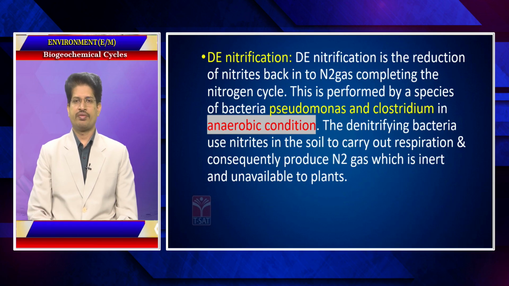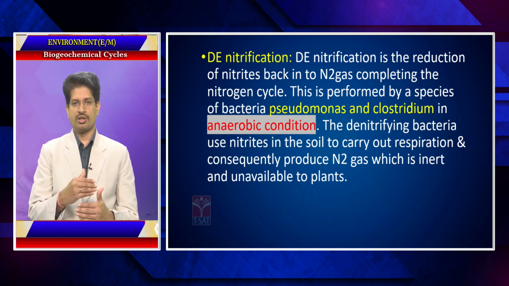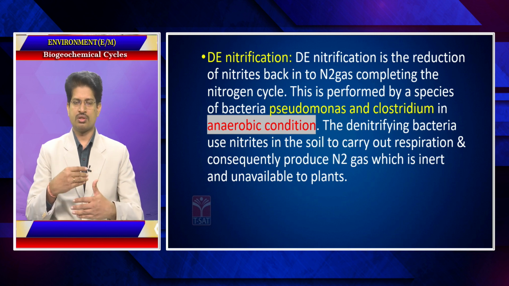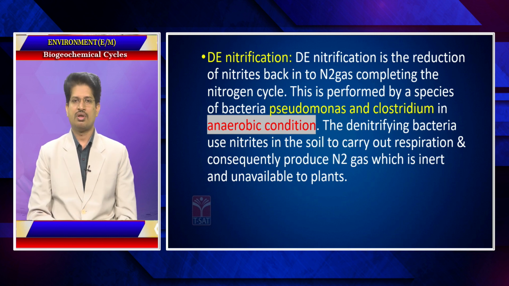Denitrification. Denitrification is the reduction of nitrates back into nitrogen gas, completing the nitrogen cycle. This is performed by species of bacteria known as Pseudomonas and Clostridium in anaerobic conditions. So, they may ask you which bacteria are responsible for converting nitrates back to nitrogen gas. Pseudomonas and Clostridium can be given as examples for denitrification. So, this leads to completion of the cycle, with nitrogen from a compound being converted again into a gas.